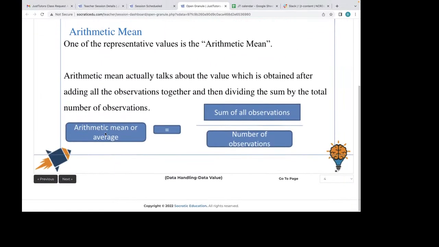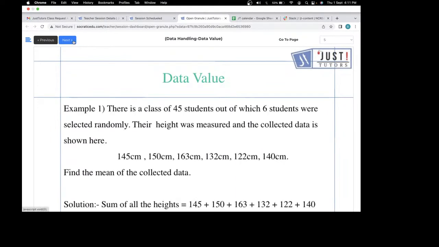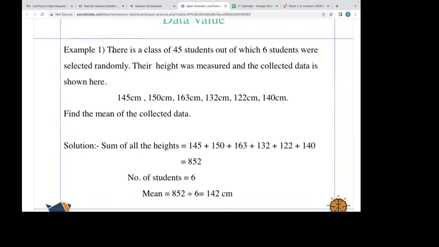ओके, so the formula for arithmetic mean, or we also call it average, is sum of all observations upon number of observations. Sum of all observations divided by number of observations. All right, so let's understand this from an example. So here is example number 1.